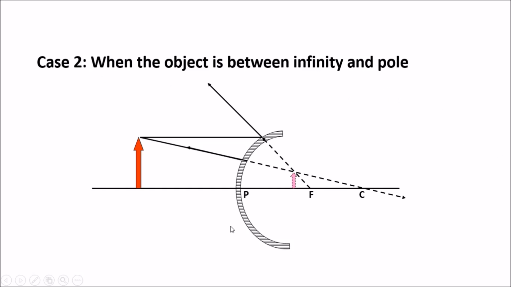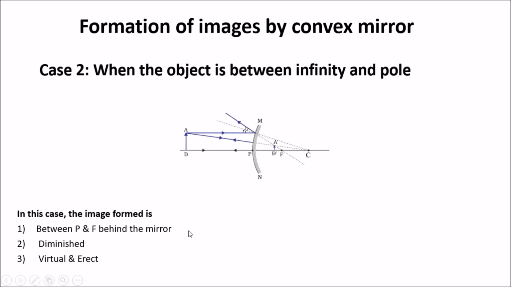So what is the conclusion? Yes, you guessed it correctly. First conclusion is where it is obtained. It is obtained behind the mirror between pole and focus. Second is the size. You can see the size here. The size is smaller than the object, so we can say it is diminished. And third, because it's behind the mirror, it's virtual and erect. So you can see when the object is between infinity and pole, this is the diagram, and the result is between P and F behind the mirror, diminished, virtual and erect.